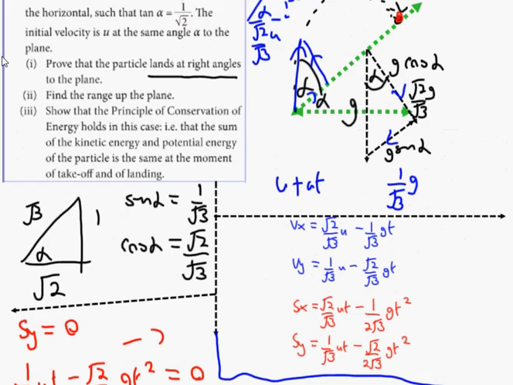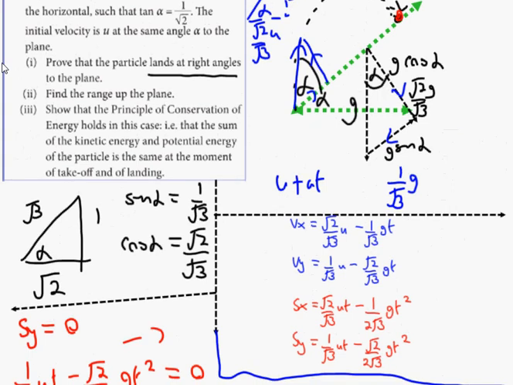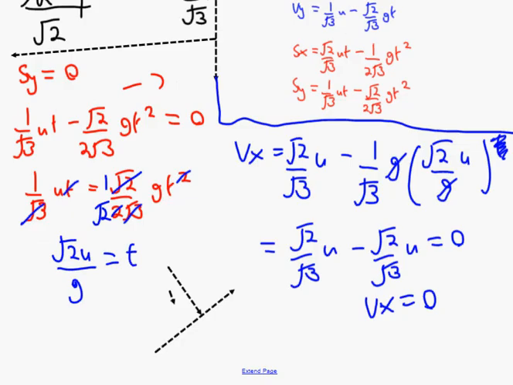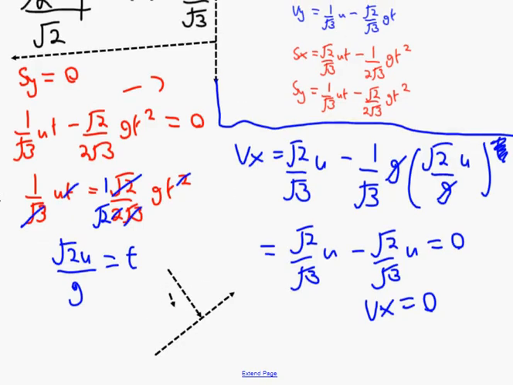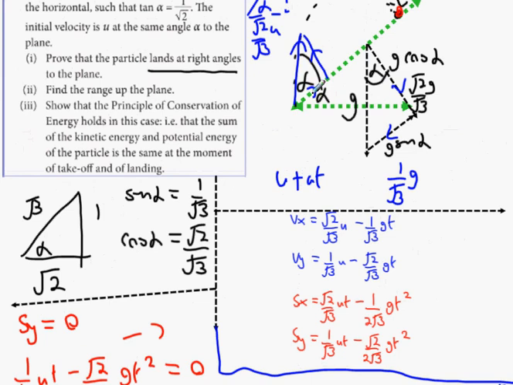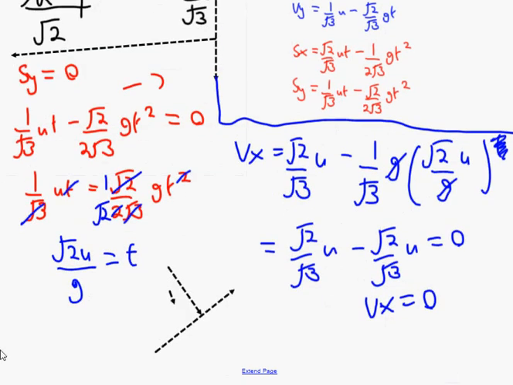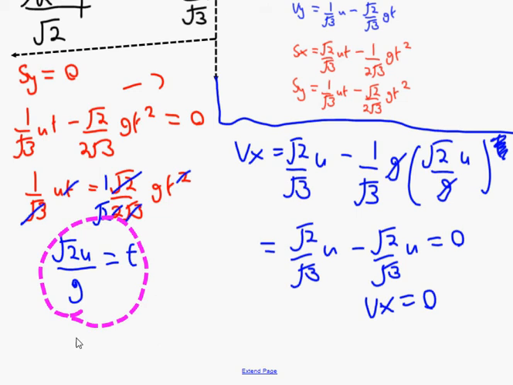So part 2 of this is find the range up the plane. How do you find the range again? We know the range. You find the distance from here to here, an sx value. So you're going to find the sx at this time of flight here. Okay. So we're going to do next. Next part of the question.